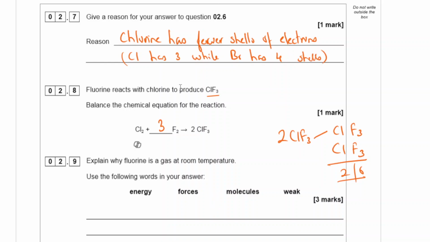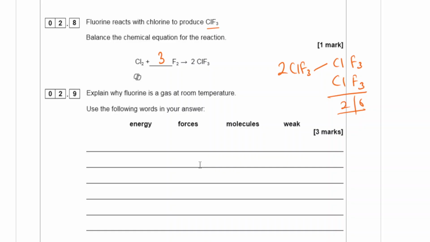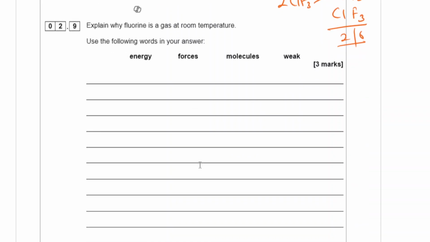Explain why fluorine is a gas at room temperature. Use the following words: energy, forces, molecules, weak. Now, fluorine exists as molecules because it's a diatom, right? So if that's a fluorine and you've got fluorine molecules like this, there are weak forces of attraction between the molecules.